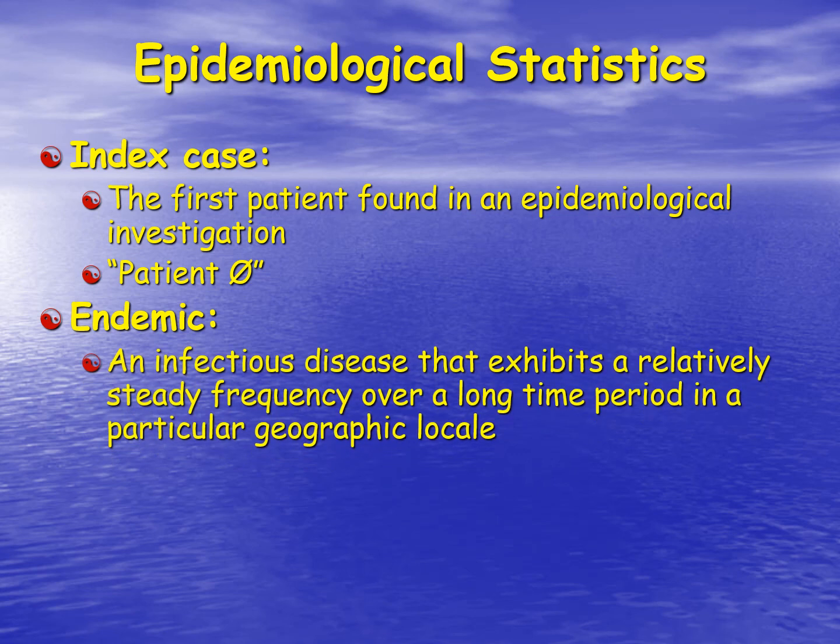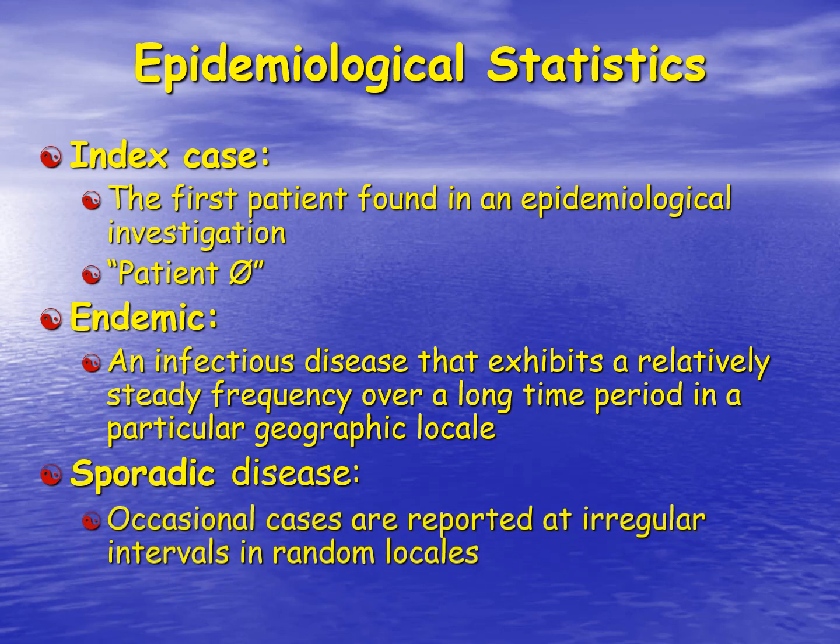Endemic diseases are infectious diseases that exhibit a relatively steady frequency over a long period of time in a particular geographic locale. So, I will tell you, influenza is an endemic disease in the United States. It's always present. It tends to have lows and highs of number of cases, but it is always present within the population.